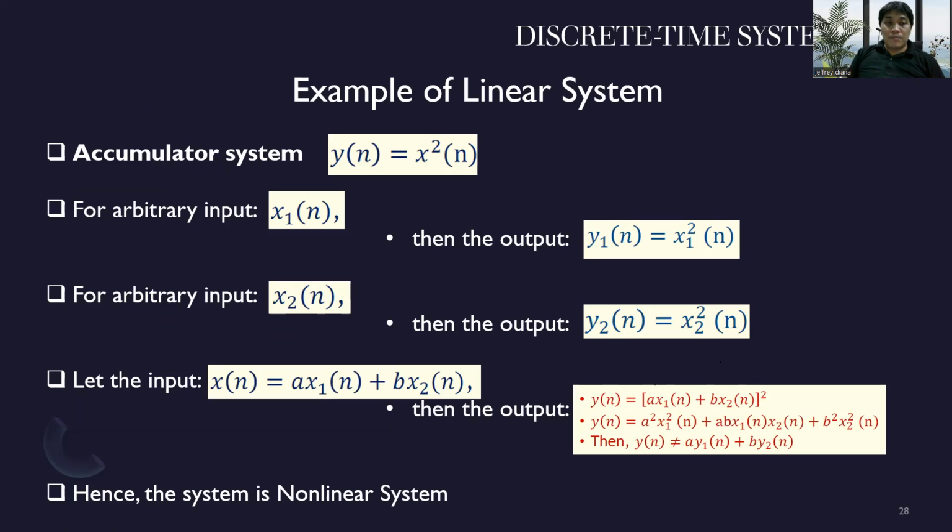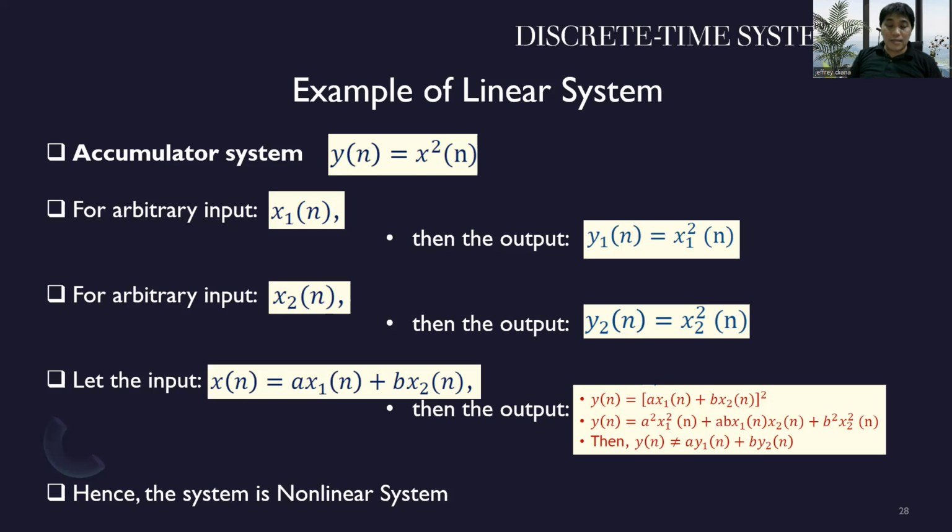For the example of a linear system, we will discuss the accumulator system for an arbitrary input, and then the input and output for the non-linear system. The accumulator system formula is y[n] = x²[n]. For the arbitrary input x₁[n], the output will be y₁[n] = x₁²[n]. And for the arbitrary input x₂[n], the output will be y₂[n] = x₂²[n].